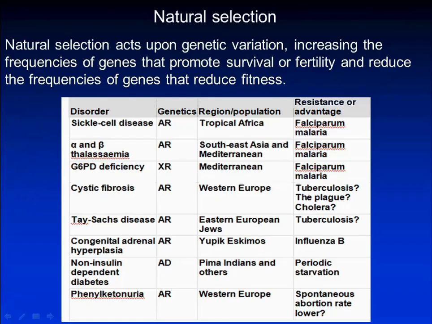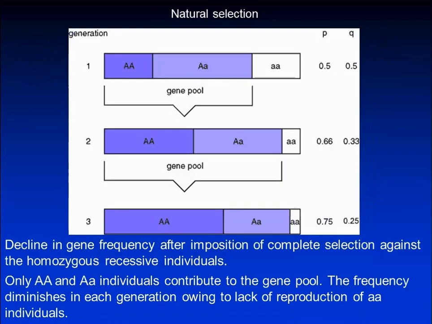Natural selection acts on genetic variation, increasing the frequencies of genes that promote survival or fertility, and reducing the frequencies of genes that reduce fitness. For example, sickle cell disease, thalassemia, and G6PD deficiency provide resistance to malaria. This mutation increases reproductive fitness of carriers. This is an example of results from negative selection.